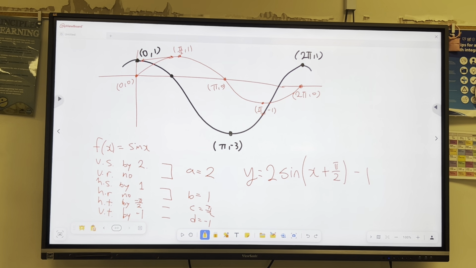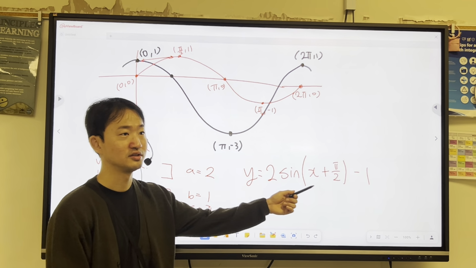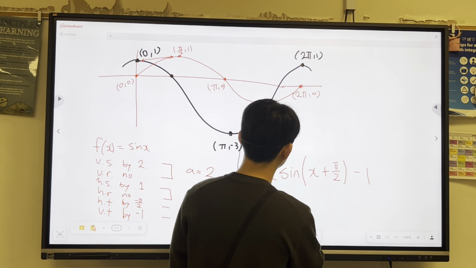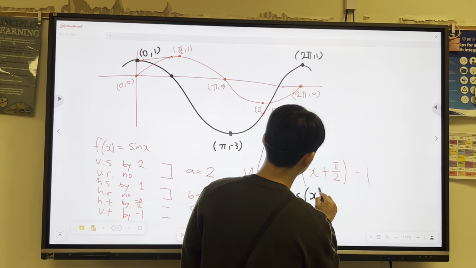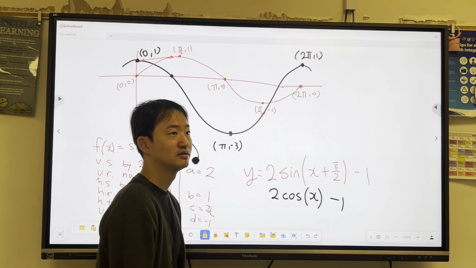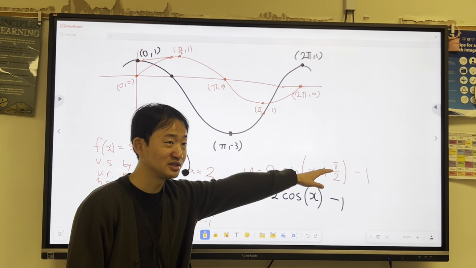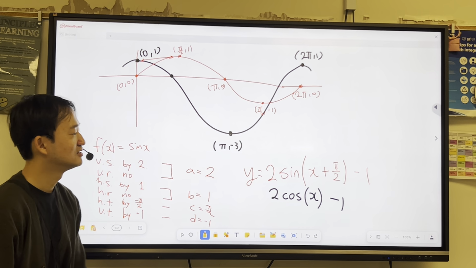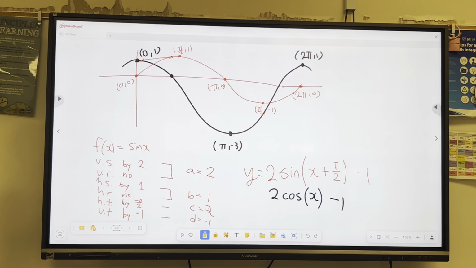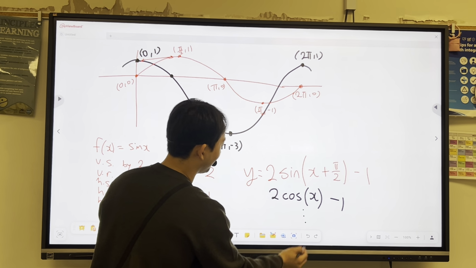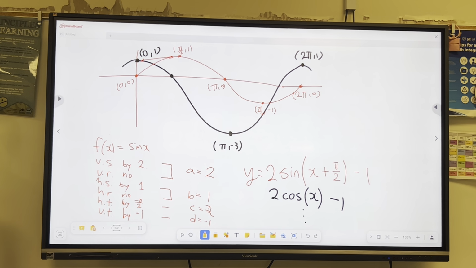Would it not be the same answer though for sine and cosine? It won't be the same parameters. It'll be like 2 cosine of x minus 1. So if you say cosine of x plus pi over 2, that's incorrect. There are infinite number of answers.